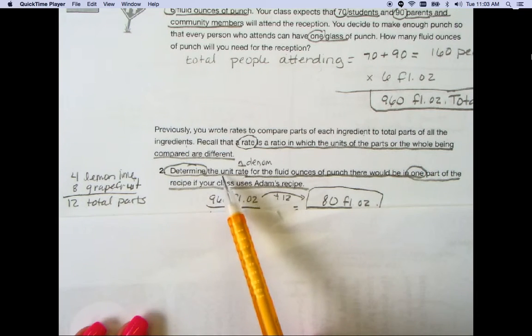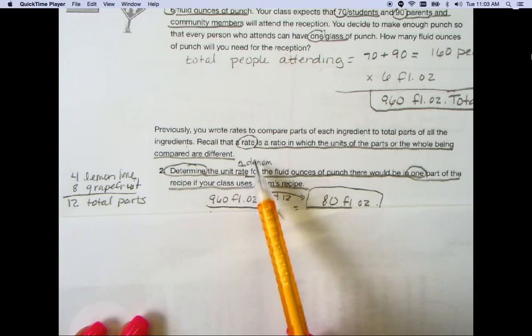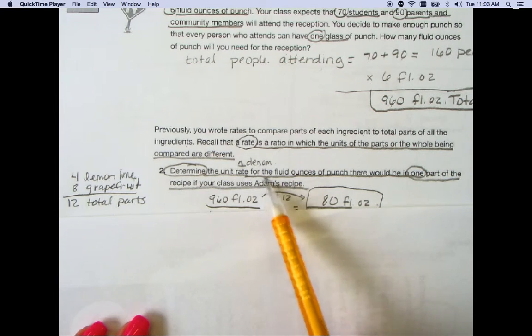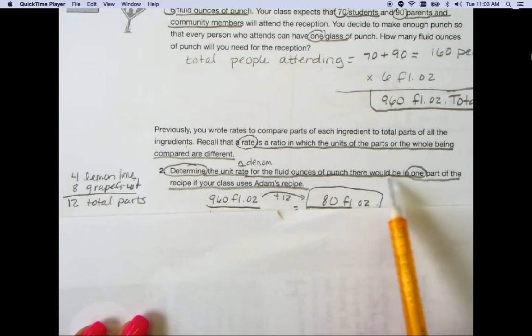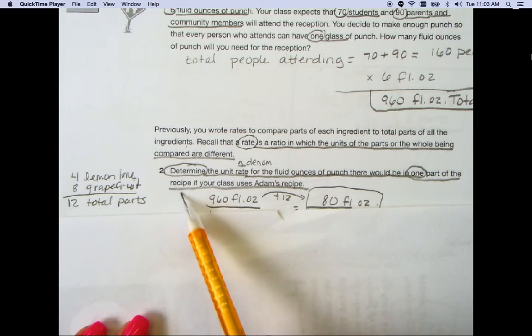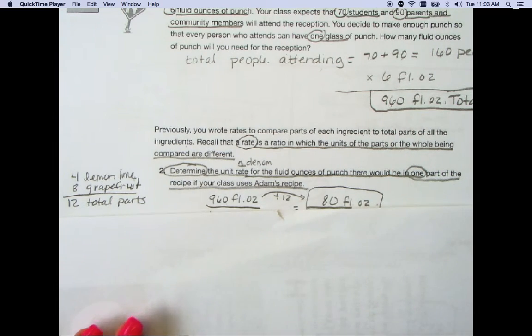We want to determine the unit rate. I'm making myself a note. Unit rate means we need 1 in the denominator for the fluid ounces of punch that would be in one part of the recipe if we use Adam's recipe.